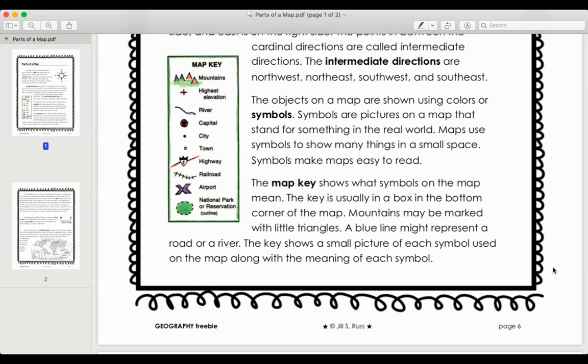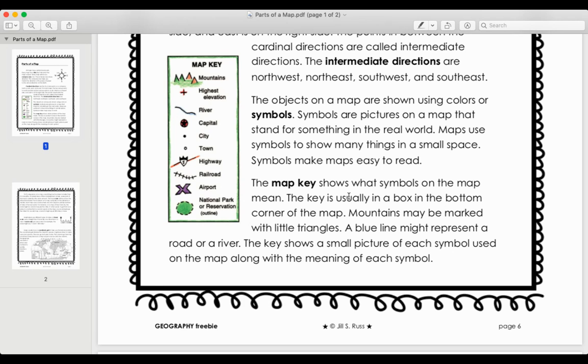Objects on a map are shown using colors or symbols. Symbols are pictures on a map that stand for something in the real world. Maps use symbols to show many things in a small space, and symbols make maps easy to read. And then as you guys can see here, this is an example of a map key. There's a symbol for mountains, highest elevation, river, capital, city, town, highway, railroad, airport, and national park.